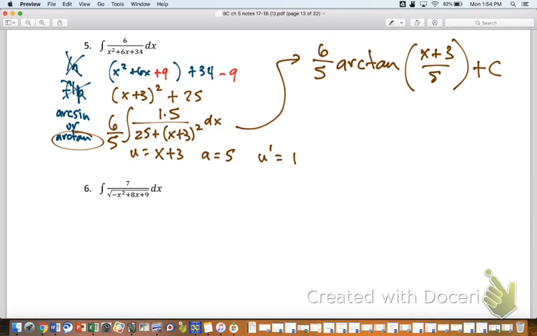So I heard a little groan when I said, complete the square. Right? I know that that's one of those things in algebra where it never seems to get easier. Maybe, I don't know.